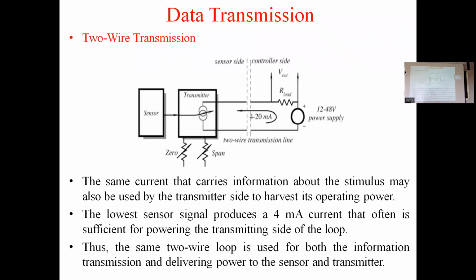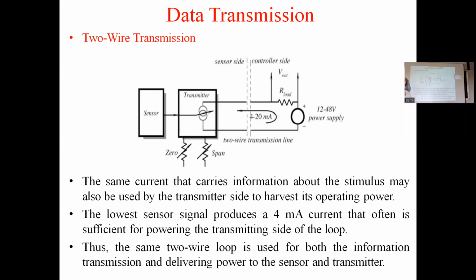Okay. So the same two wire loop is used for both the information transmission and delivering power to the sensor and transmitter. Which is a two-wire system. This two-wire system is used for information transmission also. That means whatever information or signal the sensor catches, it will transmit it, as well as deliver the power to the sensor and transmitter. So this is the two-wire transmitter.